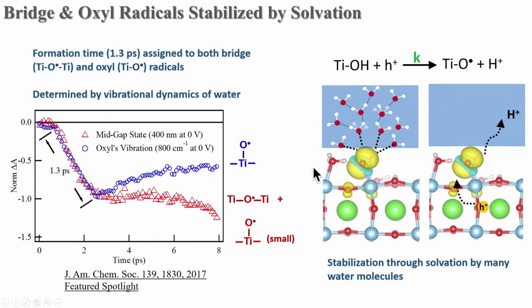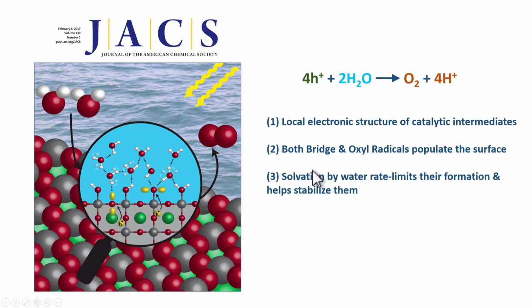That gives us a very nice picture of this initial step of the water oxidation reaction on strontium titanate. One is the local electronic structure of these catalytic intermediates, the bridge radical by that in-plane optical dipole, and the Oxyl radical by its vibration. We find that both are populating the surface, and that the time constant which populates them tells us about why they're stabilized there. So it has to do with the electrolyte or with these neighboring water molecules.